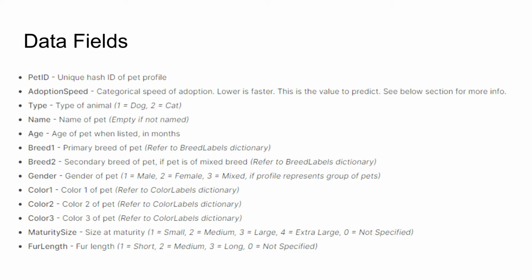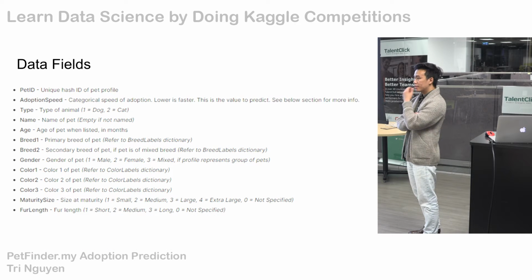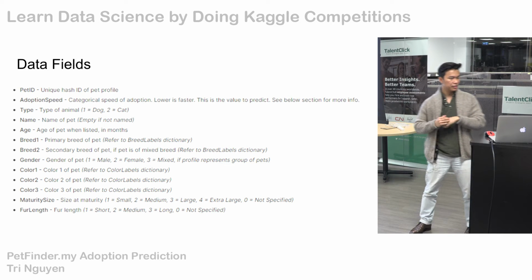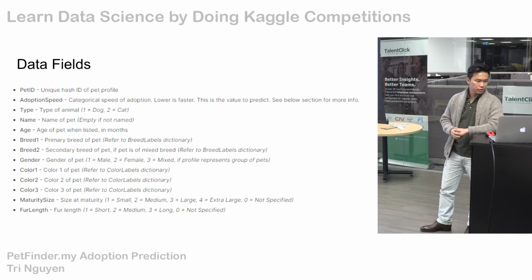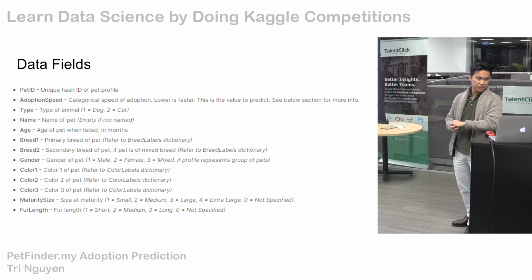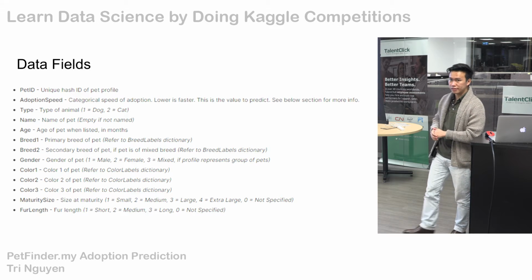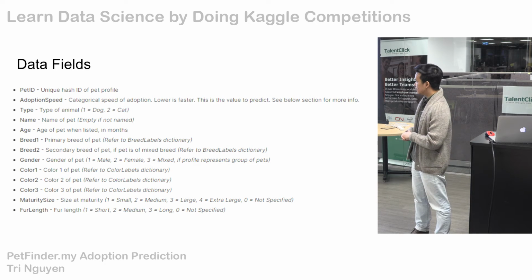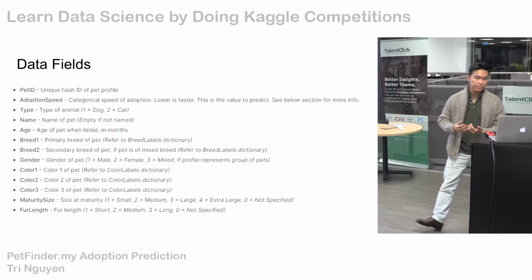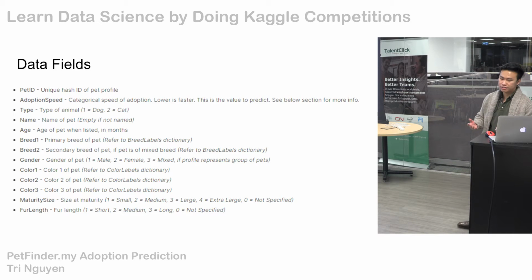So coming to the data view, each pet would have a... Just to clarify, there wasn't any image data in the profile? There is. Okay, great. So for the data, each pet would have a unique pet ID, along with the adoption speed, which is the label that all the teams would be trying to predict here. The lower the label, the faster the pet is adopted. Then the type of pet, cat or dog, the name, age, the breed, gender, color, you name it.